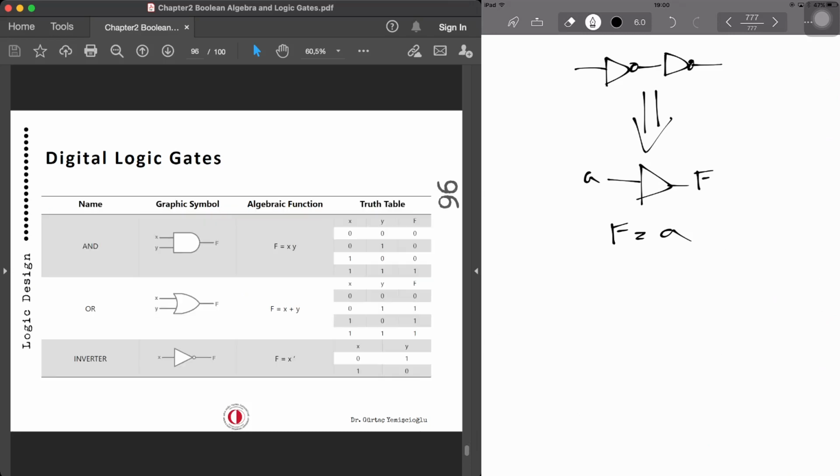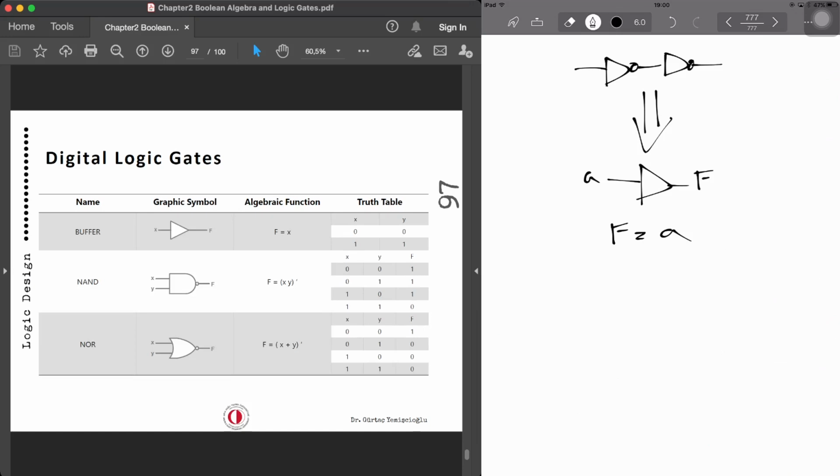Okay. And once again, from the table, the AND, OR, and inverter functions, the truth tables, the algebraic functions, you have to learn these. Without knowing these, you cannot succeed with any other chapters. So you have to learn these, their symbols, their algebraic expressions, and their truth tables. And the buffer, F, is following X. Whatever we have got on input, it will be the output. The NAND function is an inverted version of AND, and the NOR function is an inverted version of OR.